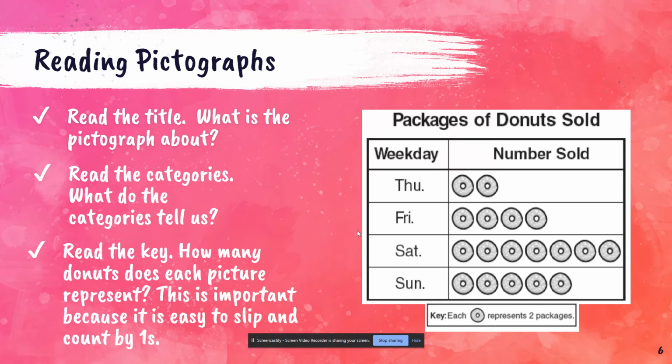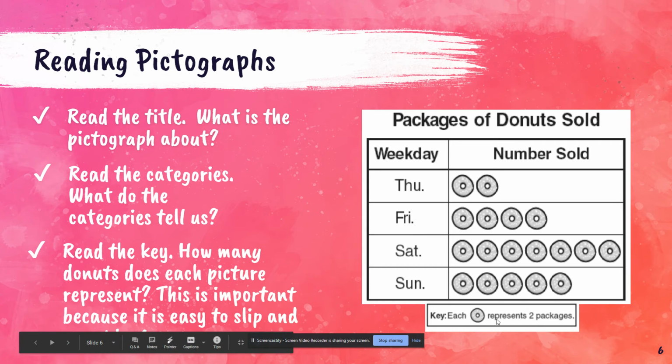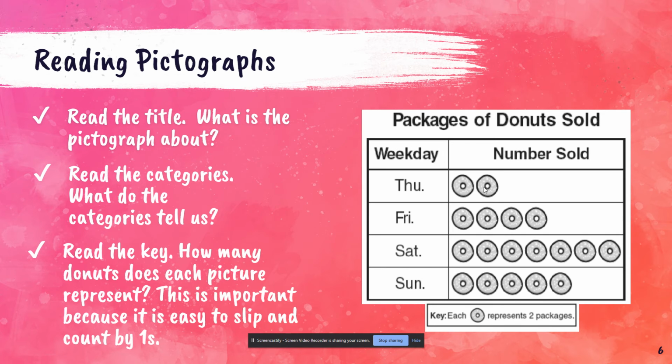Read the key. How many donuts does each picture represent? This is important because it's easy to slip up and count by ones. The key says that each donut represents 2 packages, so there would be 2, 4 on Thursday.